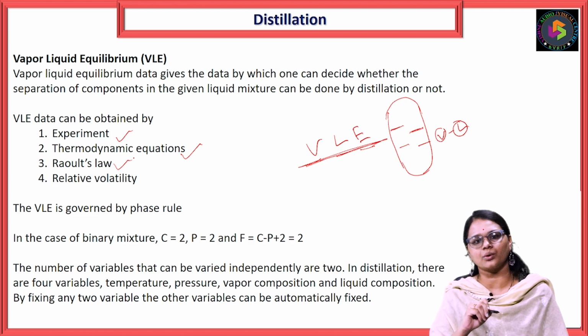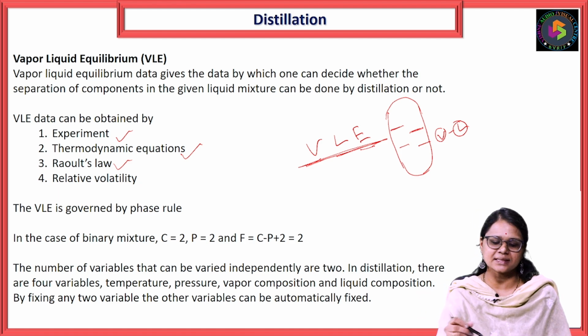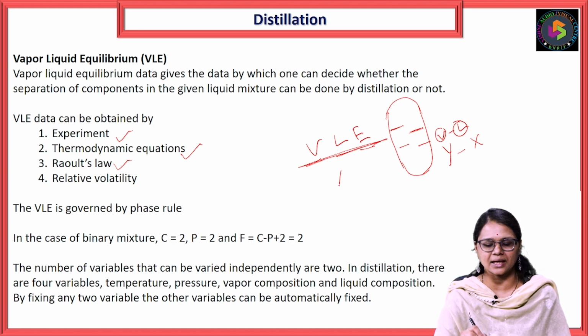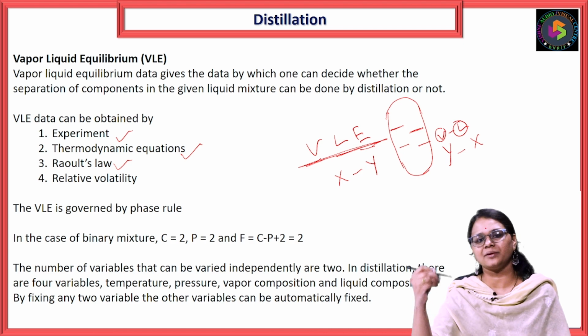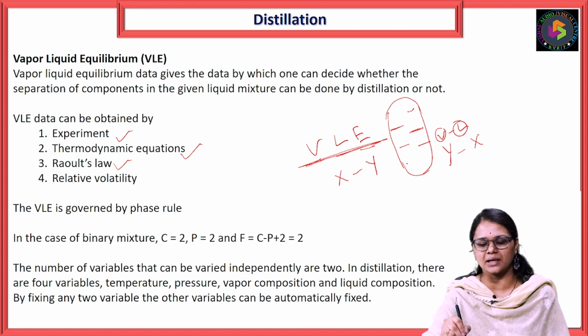Raoult's law is a very important property to understand in terms of distillation. Raoult's law can be used especially for ideal solutions, and it can be utilized to generate the VLE data. VLE data is nothing but vapor-liquid data. As we understand, vapor composition is generally denoted by Y, and liquid composition by X. If you are generating VLE data, you are generating X versus Y data, which can be further utilized to understand how many stages I can create inside the column. This is what we are creating.